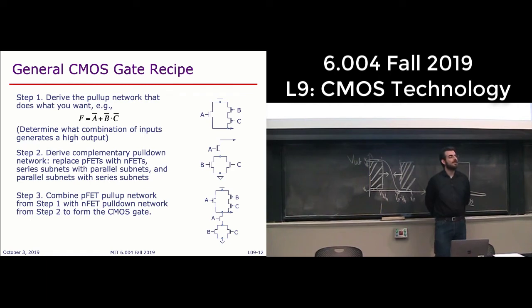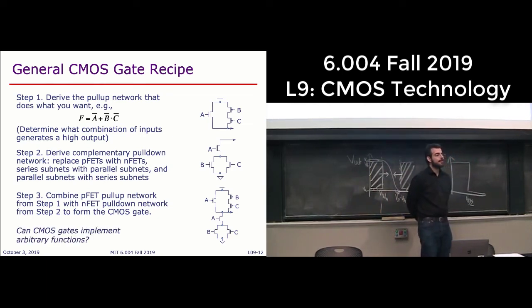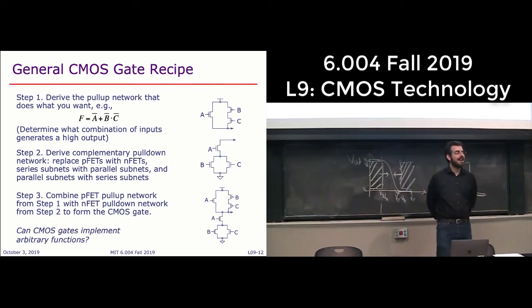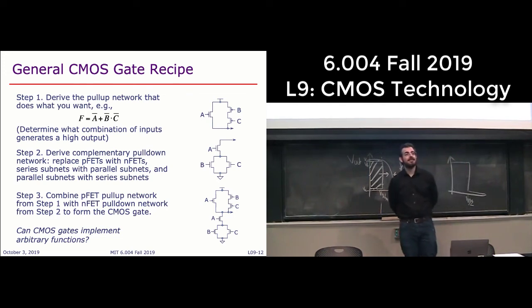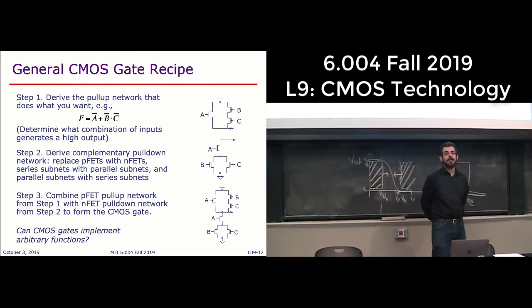Done. You can now implement CMOS gates for anything you want, any function you want, right? Well, not quite, right? Can you implement an arbitrary function using a single CMOS gate? So it turns out you can't. And we've already kind of seen this with the buffer. If you try to implement a buffer, it just doesn't amplify.